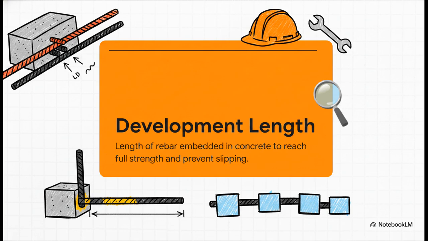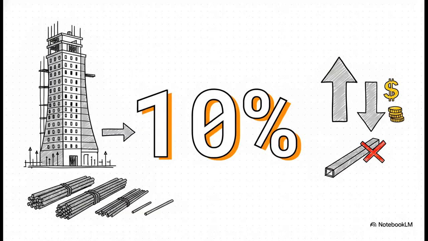Take development length, or LD, for example. That's the extra length of rebar that has to be deeply embedded into the concrete. It guarantees the rebar can actually transfer its massive structural loads into the surrounding concrete without just slipping out under pressure. But why does all this hyper-meticulous detailing even matter?